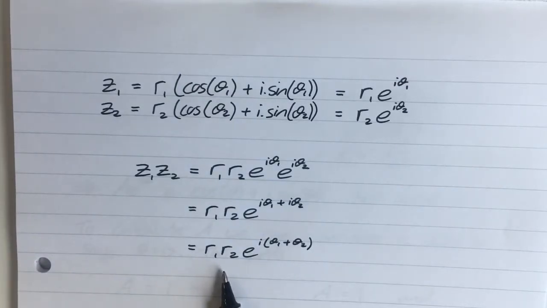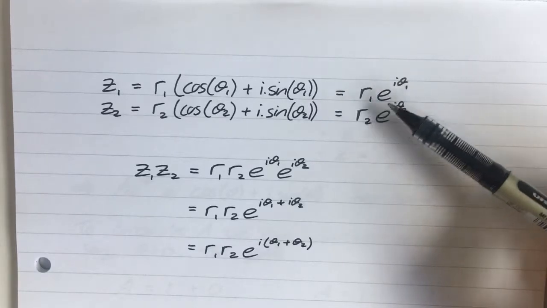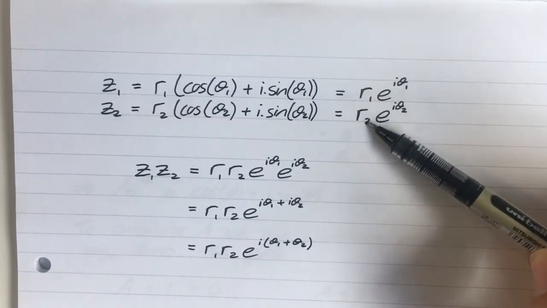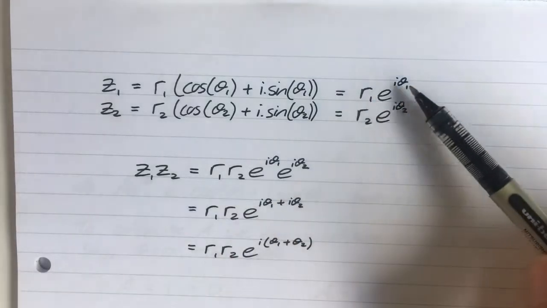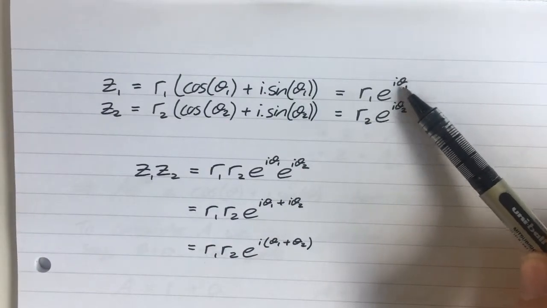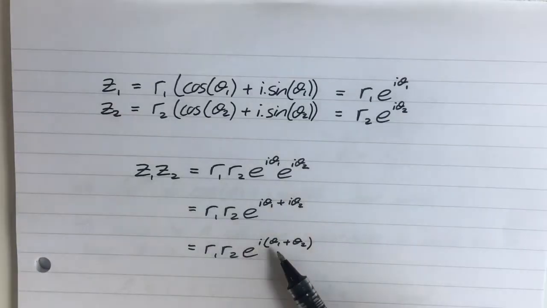But it's a complex number such that the modulus is equal to the product of the moduli of the two original complex numbers. So this modulus was R1, this modulus was R2, and the modulus of our new complex number is R1 times R2. The argument is also changed. The argument of this complex number was theta 1, the argument of this complex number was theta 2, and the argument of the new complex number is theta 1 plus theta 2, because that is the coefficient of i in the exponent.